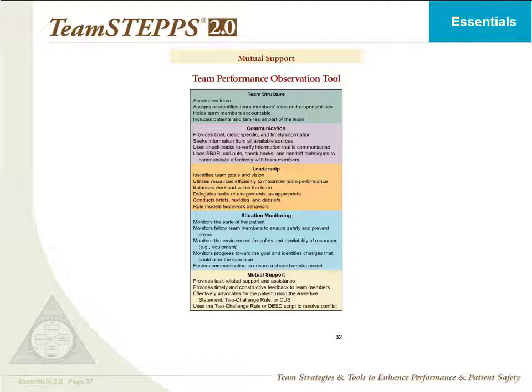In review, several key concepts and tools or techniques can be used to work as an effective team and ensure patient safety. The Team Performance Observation tool presents types of behaviors that you might observe in a team's performance. The team structure assembles a team, assigns or identifies team members' roles and responsibilities, holds team members accountable, and includes patients and families as part of the team.